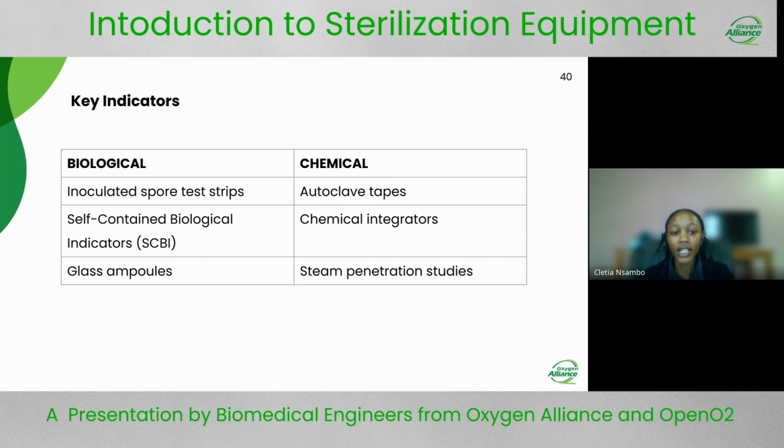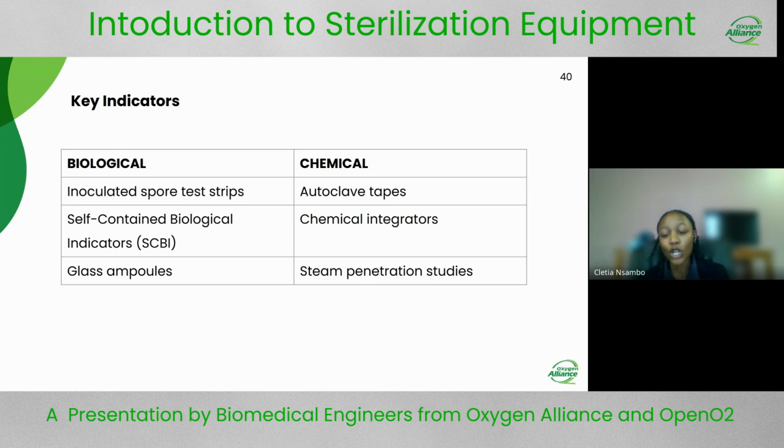Now we'll look at key indicators. So what are indicators? Indicators are some of the essential parts of the sterilization process, which tells you whether you have had a successful radiation process or not. So you have to measure whether that process was a success, or the radiation actually happened. These indicators can either be biological or chemical indicators.